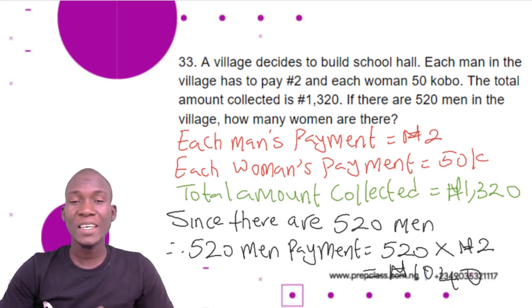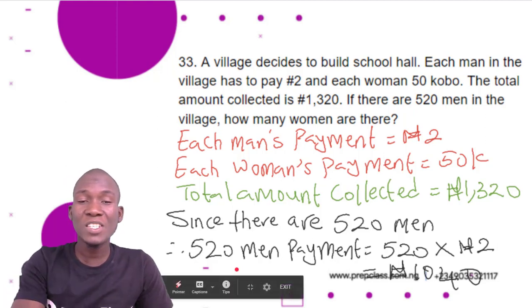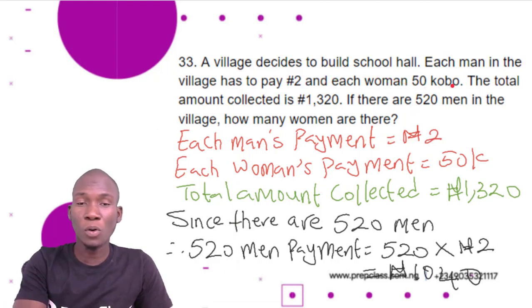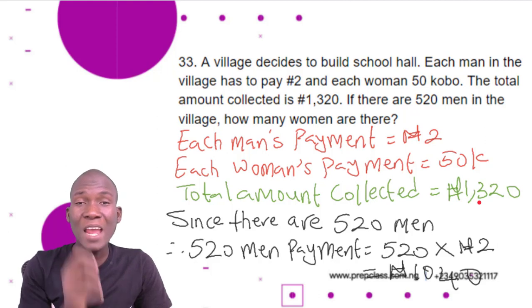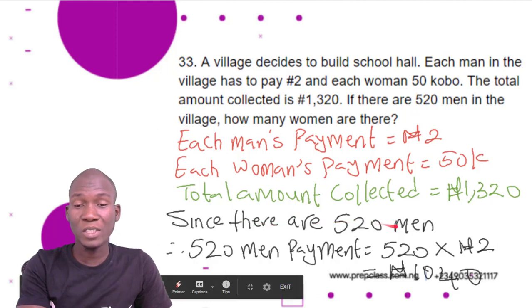From the question, a village decides to build a school hall. Each man in the village has to pay 2 naira. So it means each man will pay 2 naira. And each woman will pay 50 kobo. Each woman will pay 50 kobo. Now the total amount collected is 1,320 naira. It is always very important you write out every given information from the question. Now, since there are 520 men, it means 520 men will pay 520 multiplied by 2 naira.